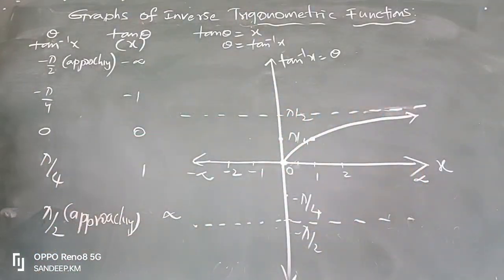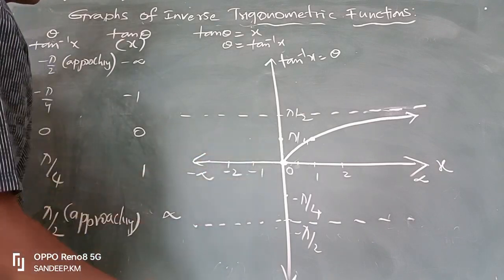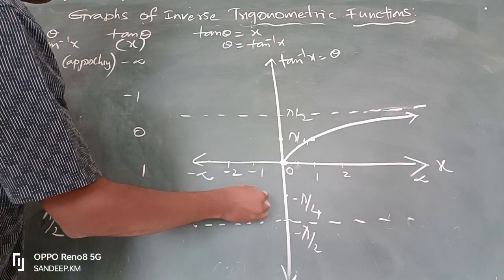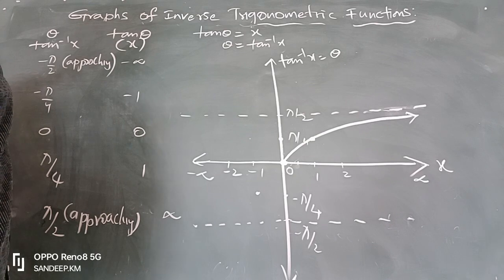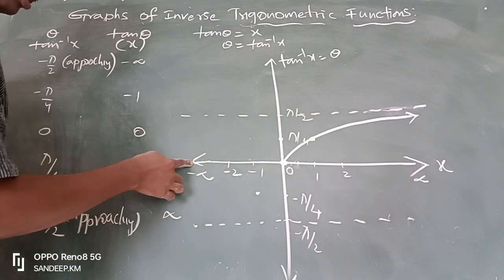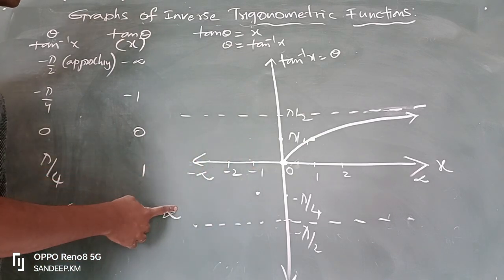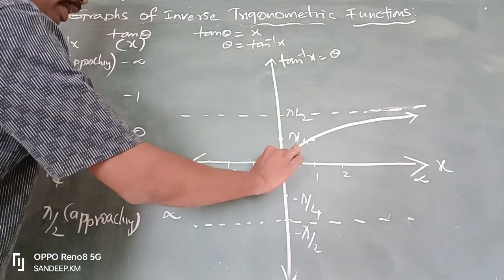Okay, now similarly, when input is minus 1, the output will be minus pi by 4. You got it? So when input approaches minus infinity, the output also approaches minus pi by 2. So the graph.